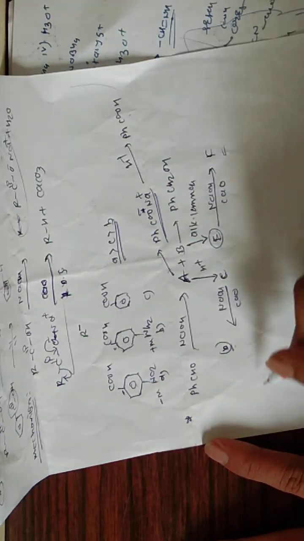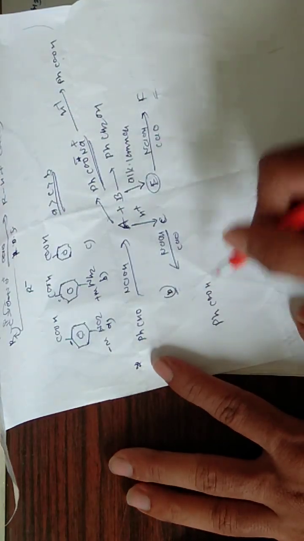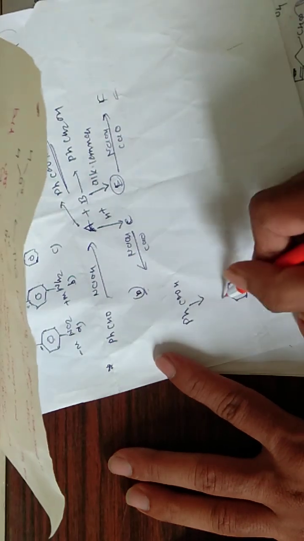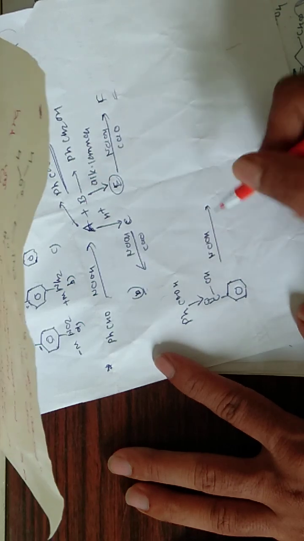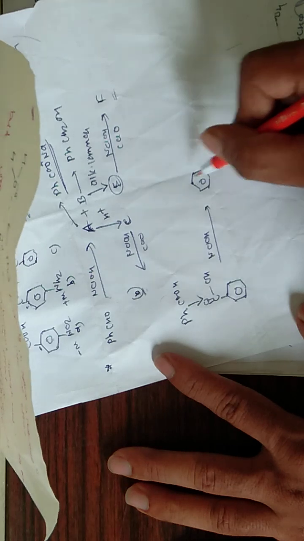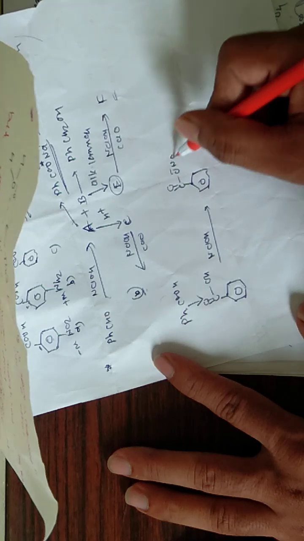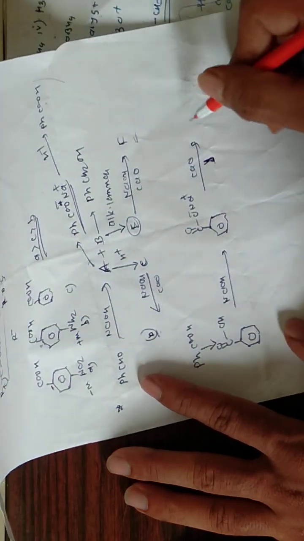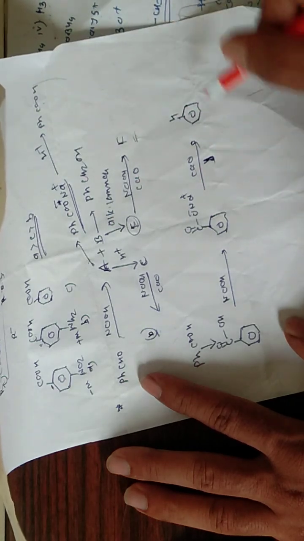I am writing here benzoic acid. What is the structure of benzoic acid? C double bond O, OH. After reacting with base, what will form? C double bond O, O minus, Na plus. And if we heat it with calcium oxide, what will be formed? Benzene, and calcium carbonate will be the minor byproduct.